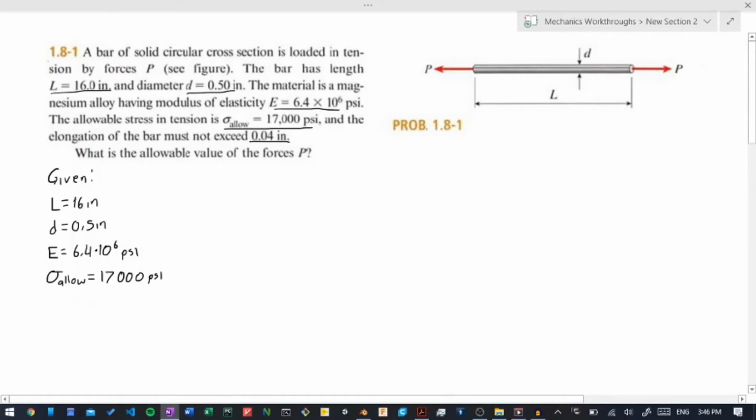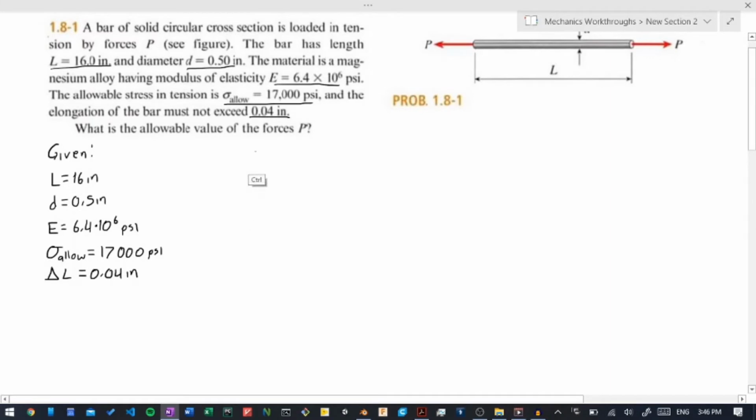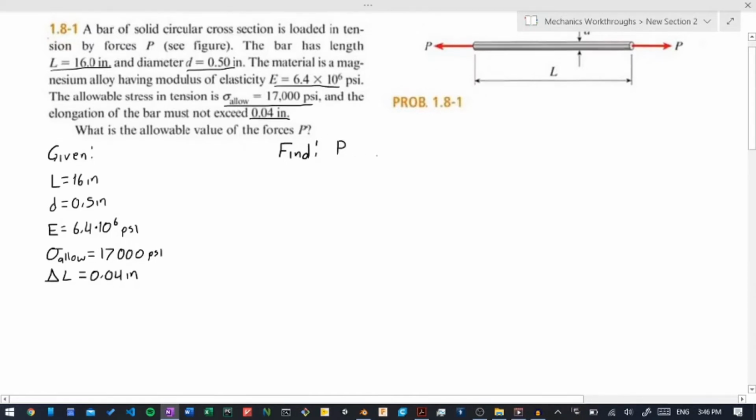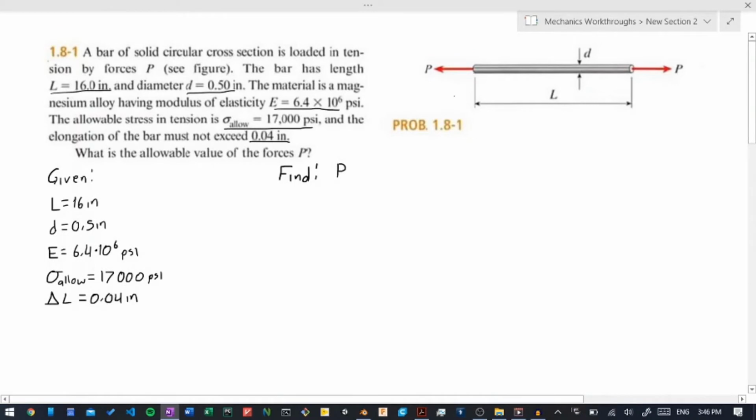So since this is given in inches, we know that this is not the strain because strain is unitless. So this would be the change in length of L. So let's call that delta L. Alright, and then we need to be aware of what we are finding. So this problem, it is just P, which is the force on either end of the bar.